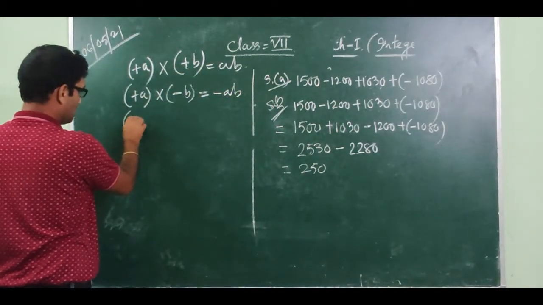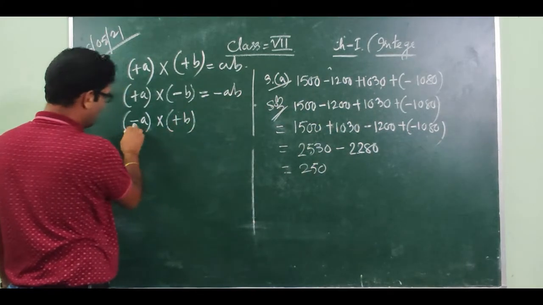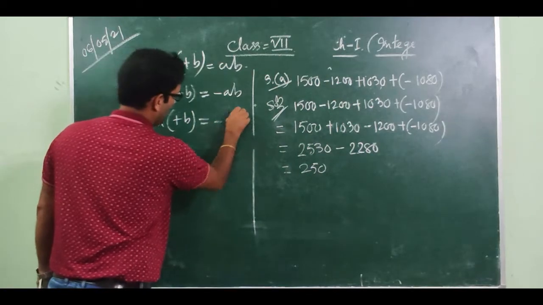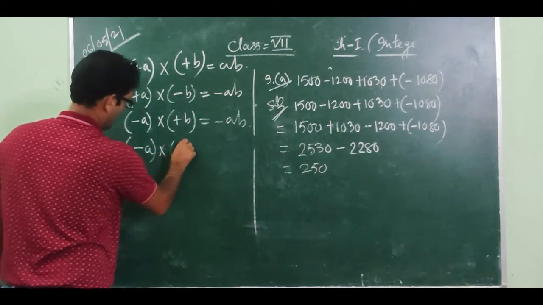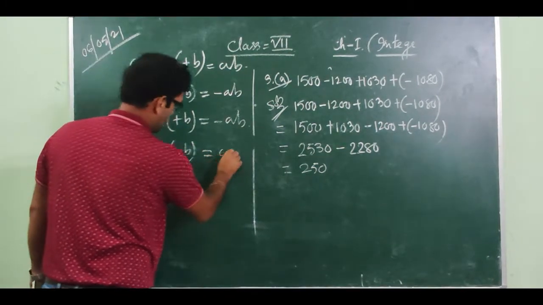The next, suppose minus A into plus B. So here minus, here plus. Minus into plus is minus. Your answer will be minus AB. Then you see here minus A into minus B. Then minus into minus is plus. A into B means AB.